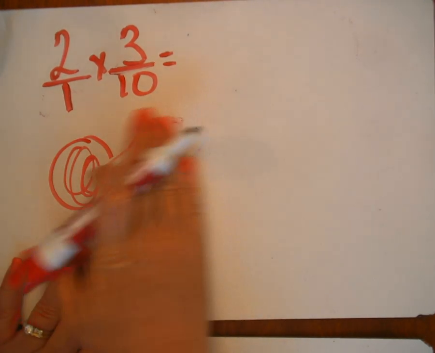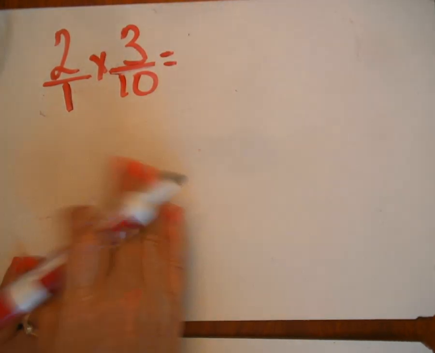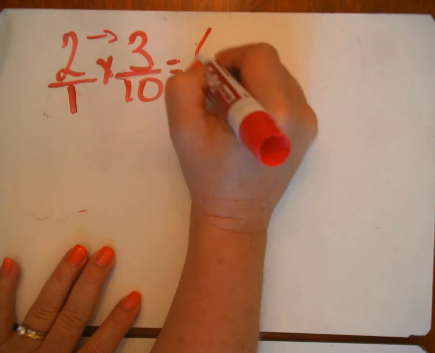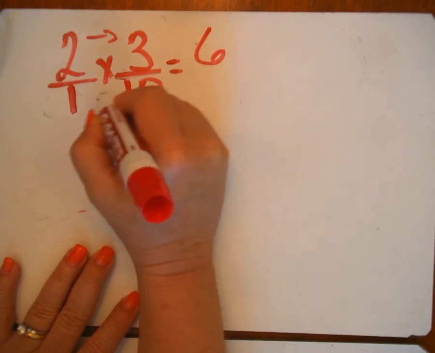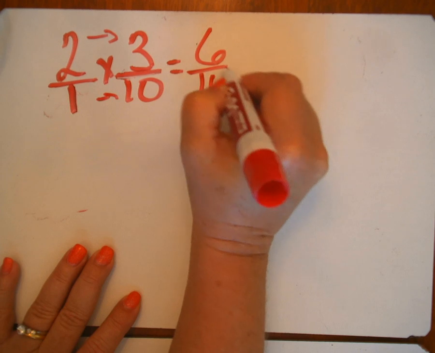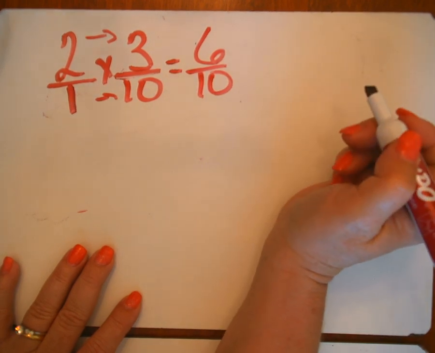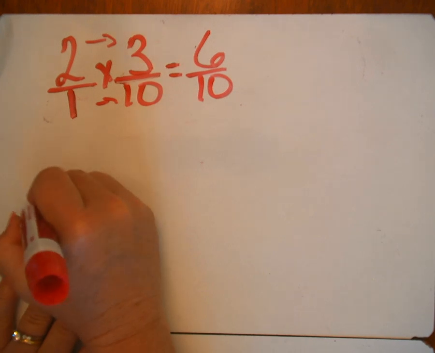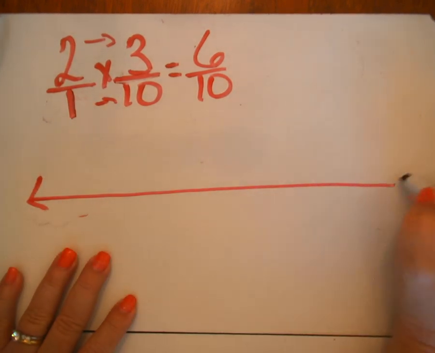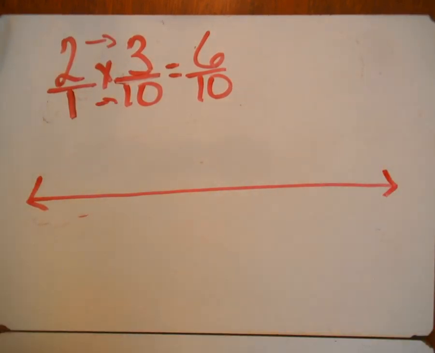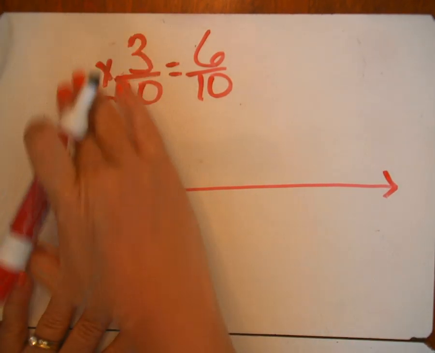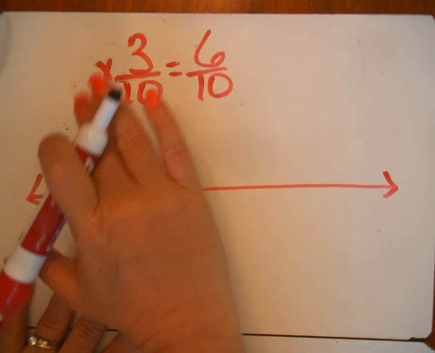So you can change that into a fraction, and then you just multiply straight across. 2 times 3 is 6. 1 times 10 is 10. There is one more strategy that we're going to be doing today, and it is the number line strategy. The number line strategy is going to do skip counting.